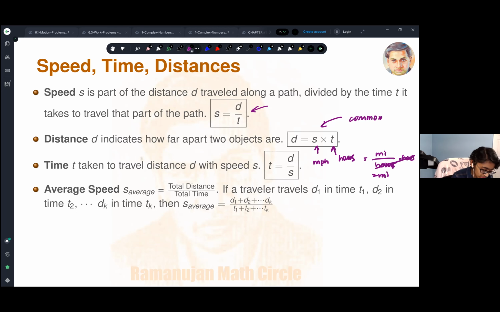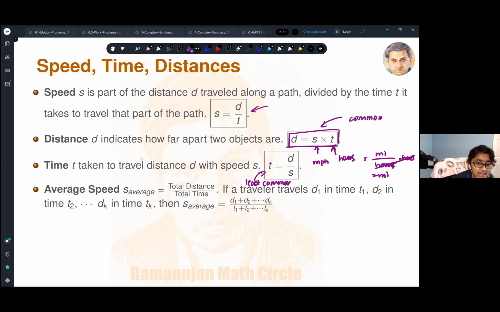We can also say that time is equal to distance divided by speed. Again, this is the least common one. I would just remember it the easiest way.